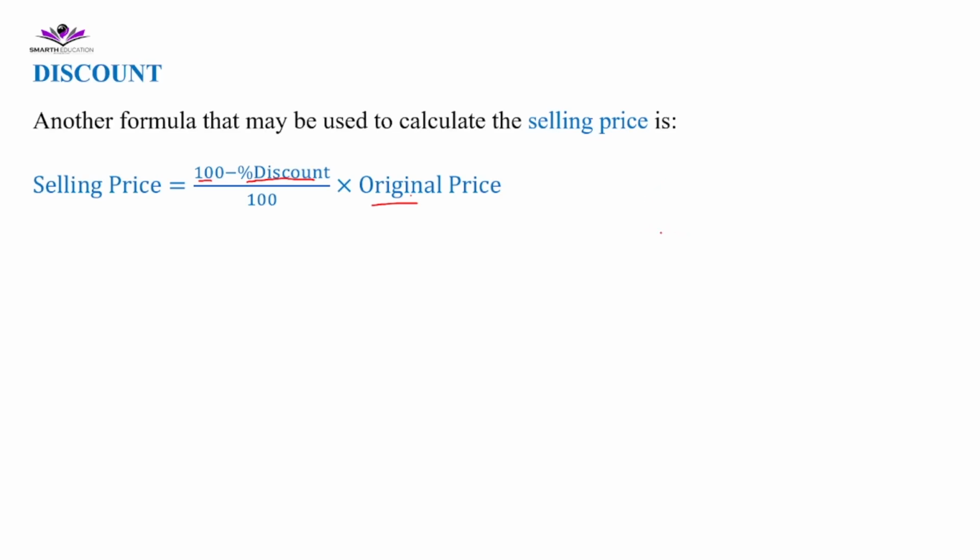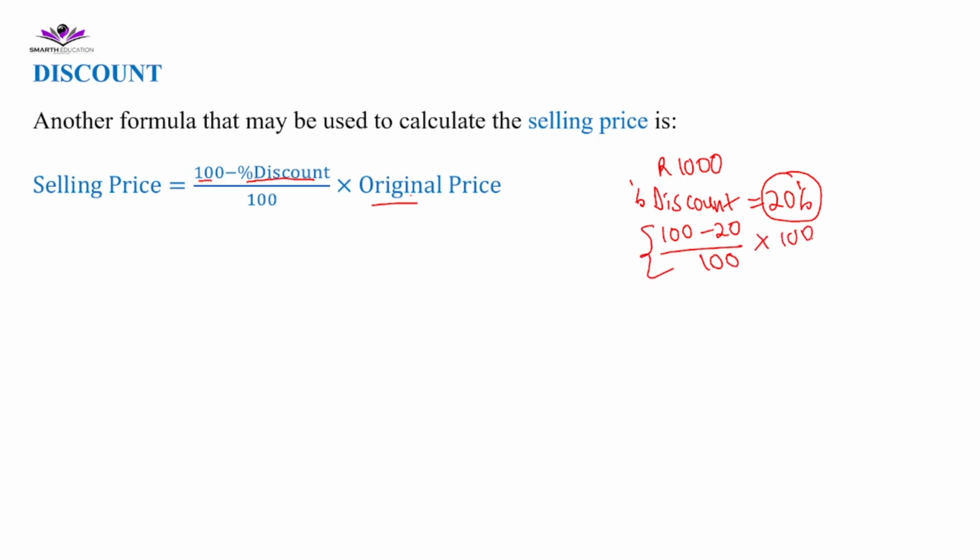Let me just give you a simple example. Let's say the original price is 1,000 rands and the percentage discount is 20%. So how can we get the selling price here? The new selling price is going to be 100 minus 20 over 100, which is just 80 over 100. So if you remove 20% from 100%, you remain with 80%. 80% is just the same as 80 over 100 times 1000.